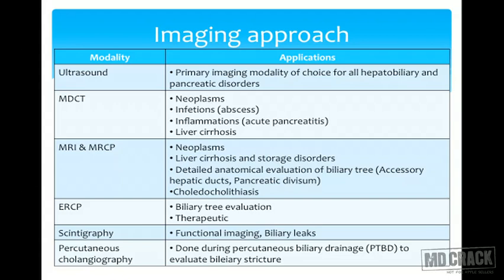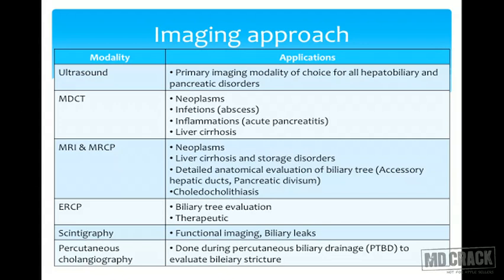MRI and MRCP are used for neoplasms, liver cirrhosis, and storage disorders, and for detailed anatomical evaluation of the biliary tree. So whether there are accessory hepatic ducts, or is there a pancreatic divisum in a case of chronic pancreatitis? If you want to know whether there is a pancreatic divisum, that's what MRCP will tell you. And cholelithiasis, obviously. Then ERCP, or endoscopic retrograde cholangiopancreatography.